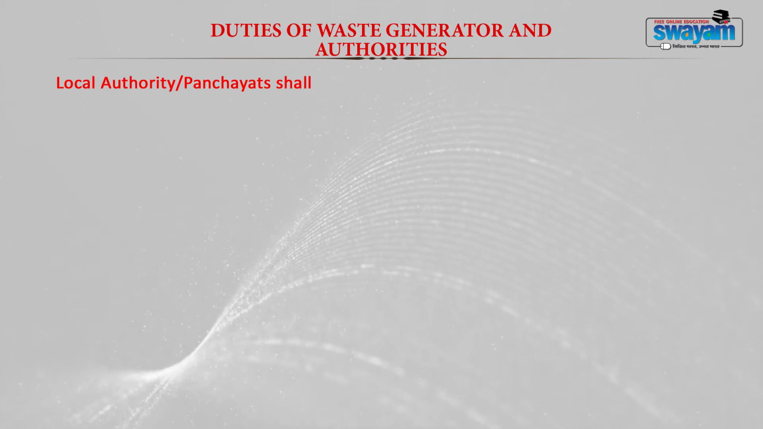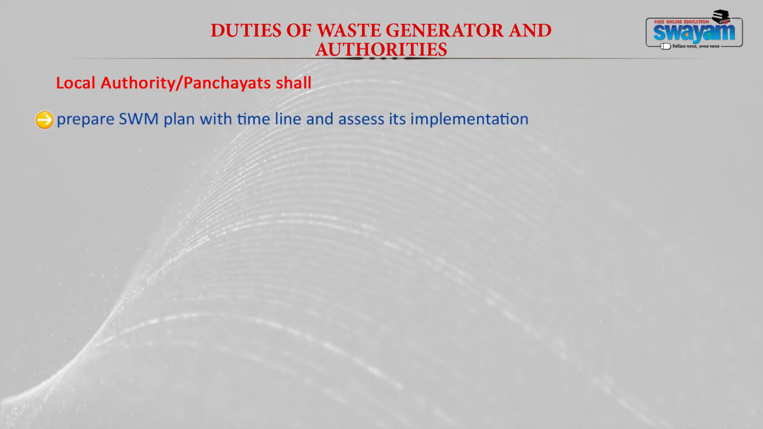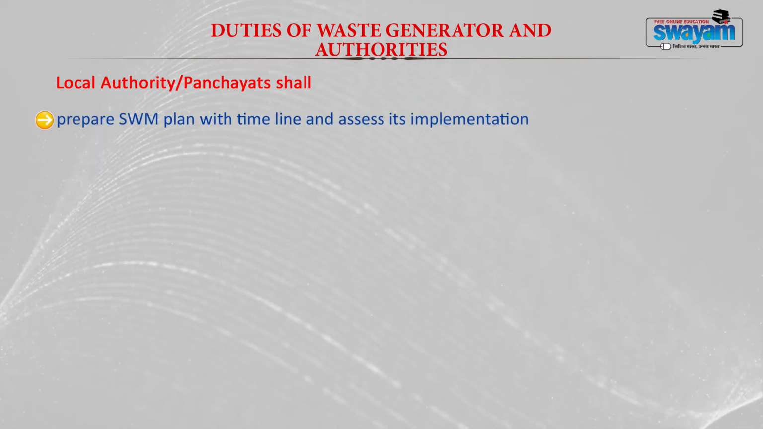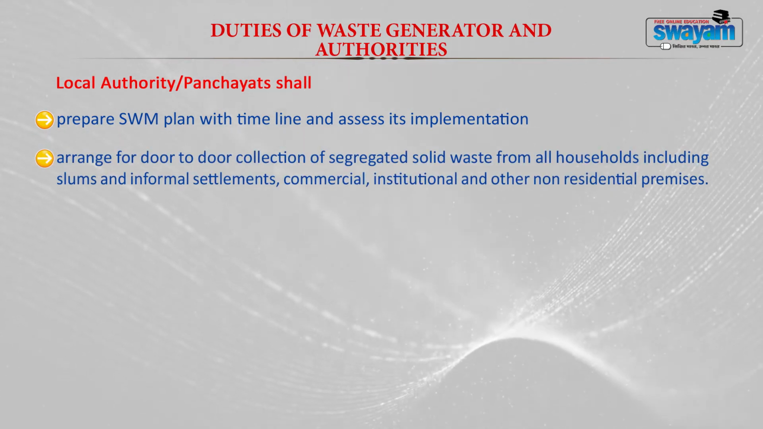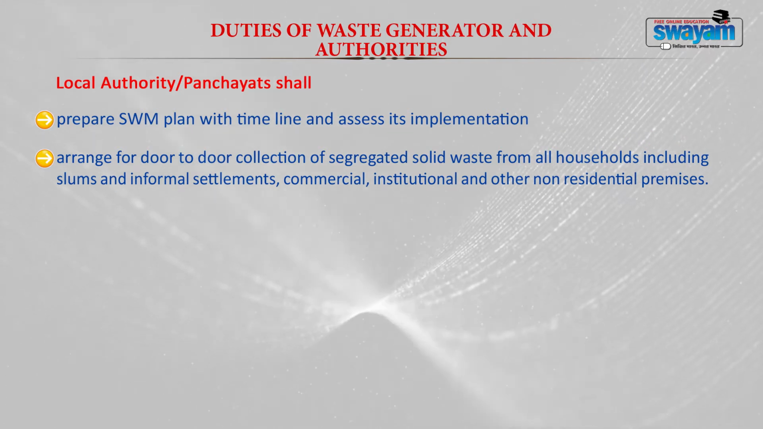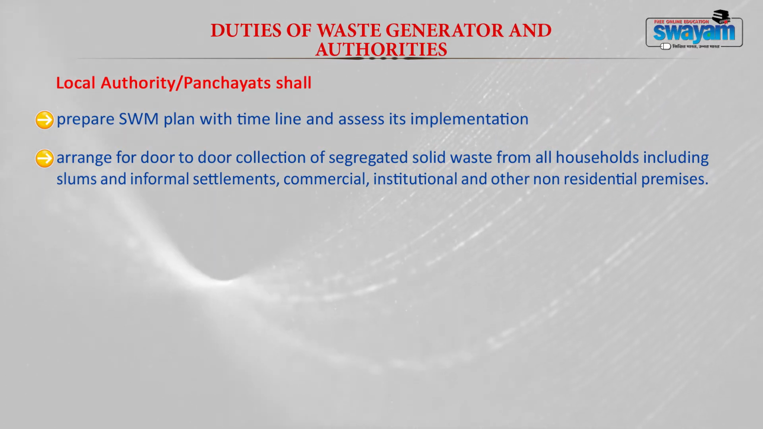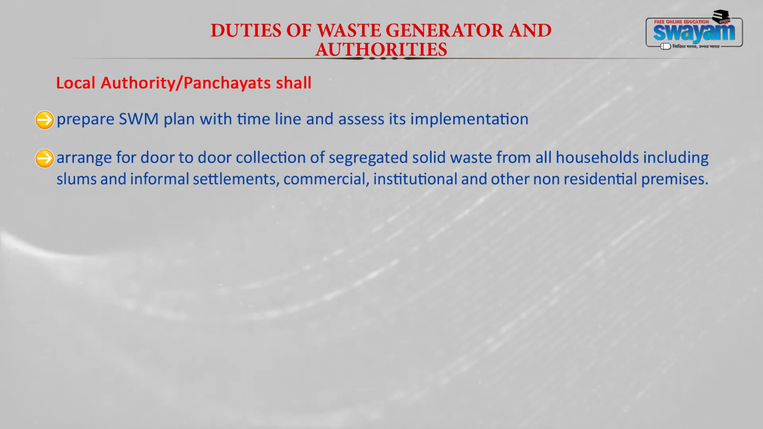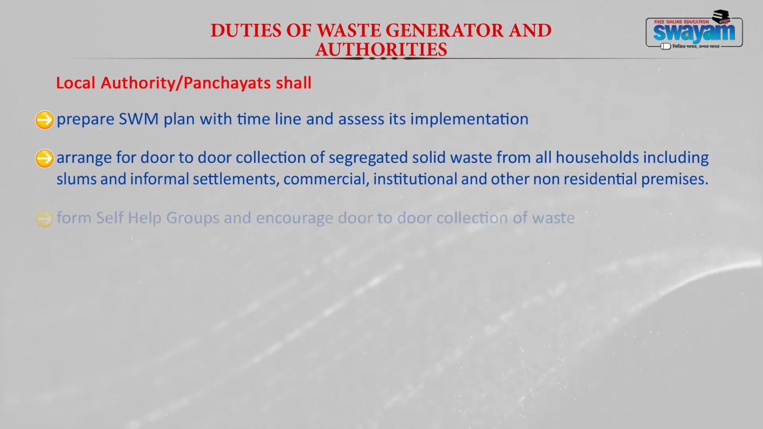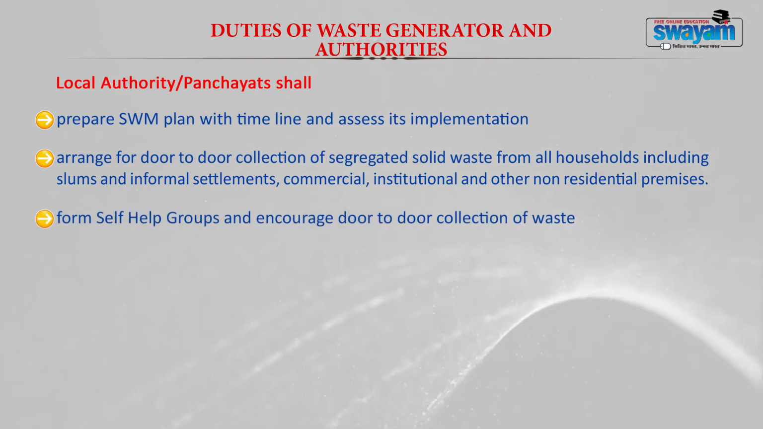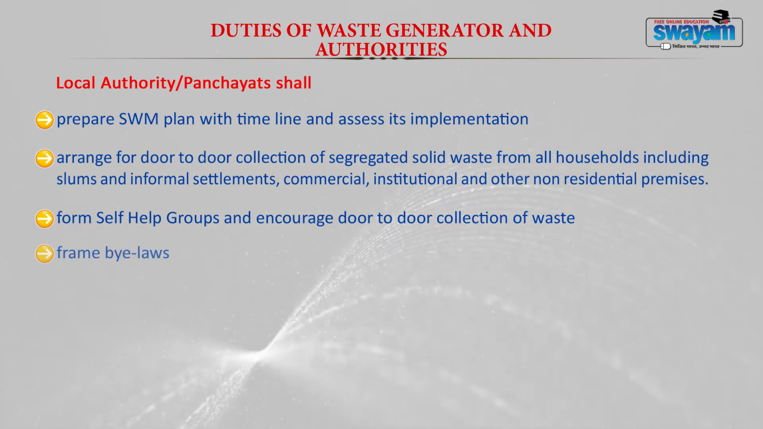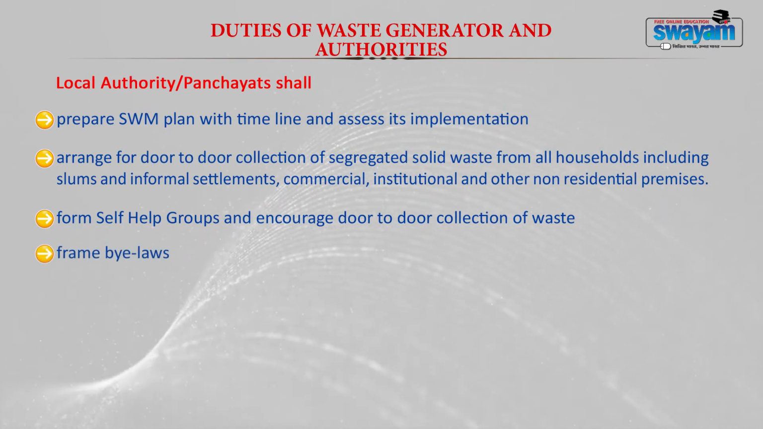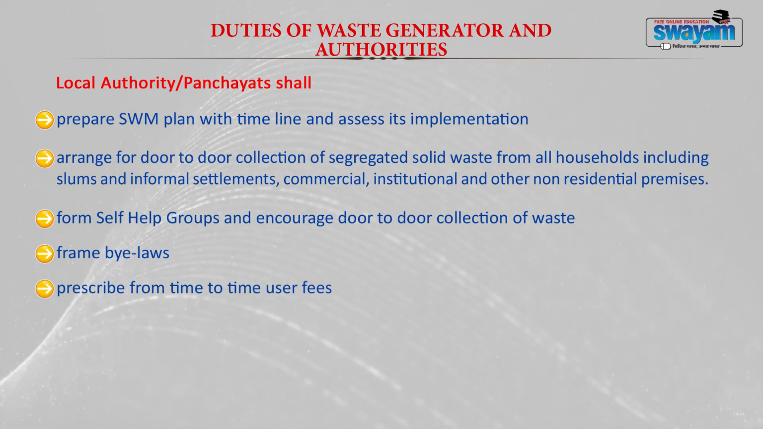A local authority or a panchayat shall prepare a solid waste management plan with timeline and assess its implementation. They should also arrange for door-to-door collection of the segregated solid waste from all households, including slums and informal settlements, commercial, institution and non-residential premises. They should form self-help groups and encourage door-to-door collection of waste. They should also frame certain bylaws and prescribe them from time to time.